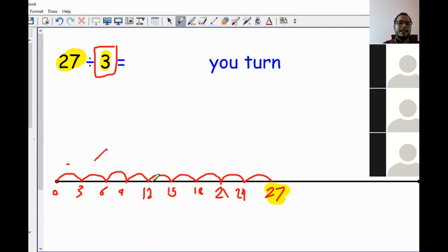Let's count how many jumps of 3 did I make. I made 1, 2, 3, 4, 5, 6, 7, 8, 9. So I made 9 jumps of 3 to land on 27. So 27 divided by 3 equals 9.